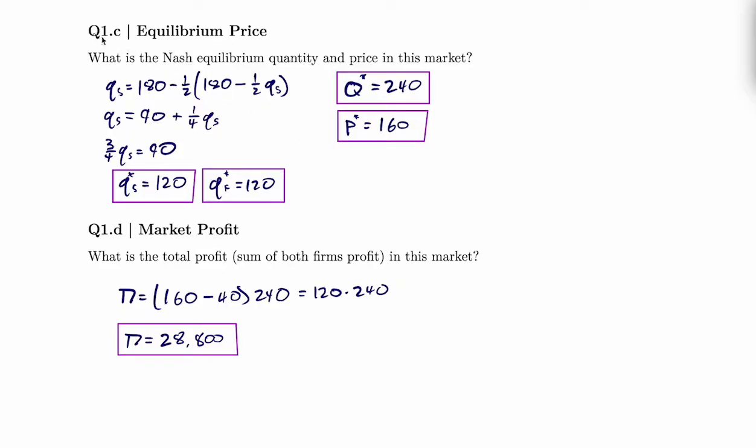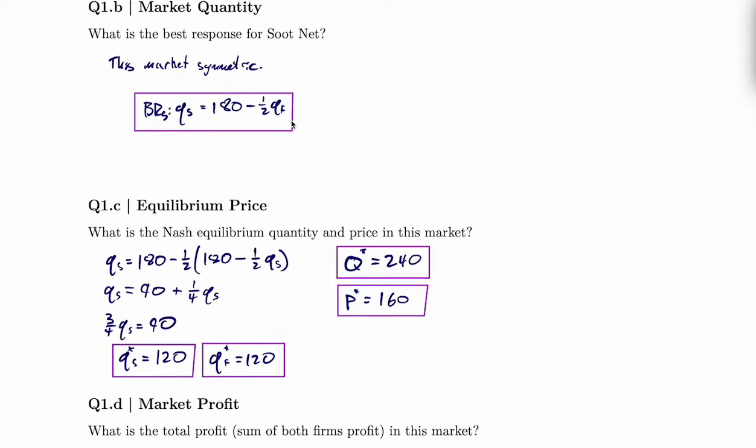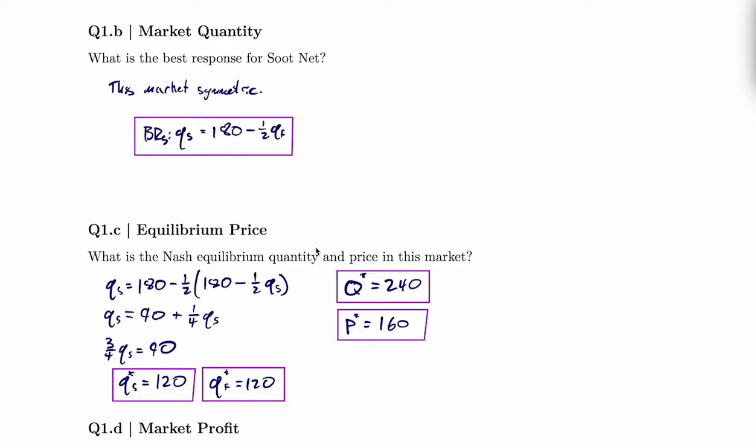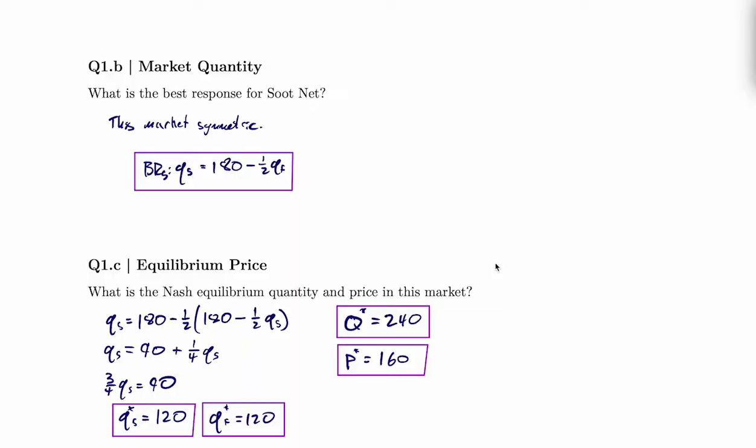Okay, so for question 1C, we're asked to find the Nash equilibrium quantity and price. All we have to do to find the Nash equilibrium quantity is play the best response against the best response. So what if both players are playing their best response to each other? This is a Nash equilibrium just like we've done in a 2x2 context where we intersect the two best responses. What we're doing here is just intersecting the two best responses.